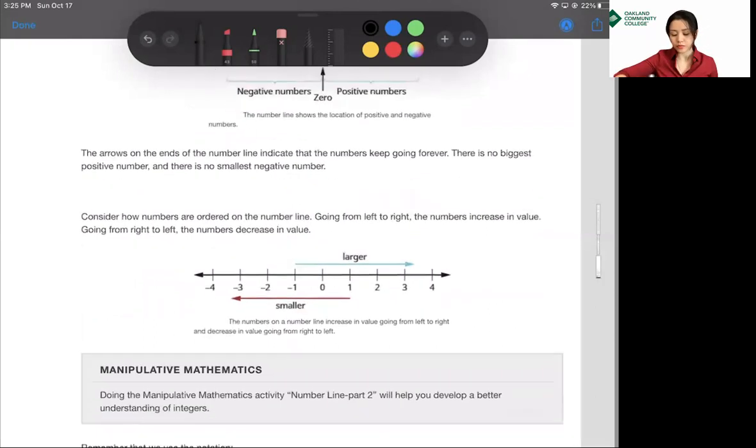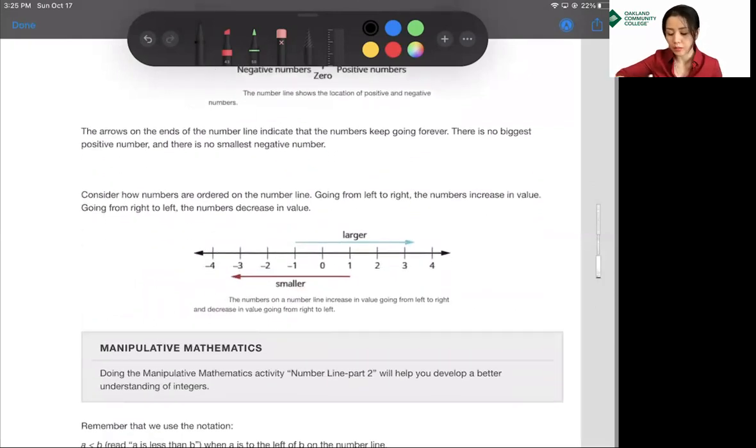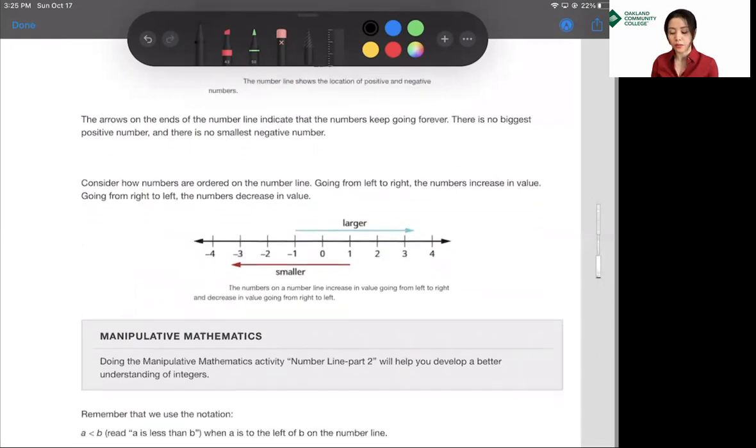So if you look at the number line, the number to the right is always bigger than the number to the left. For example, 1 is bigger than -1, and it is also bigger than -2, -3, -4, and so on. Also, 2 or 3 is bigger than -2, and even 3 is bigger than 1.